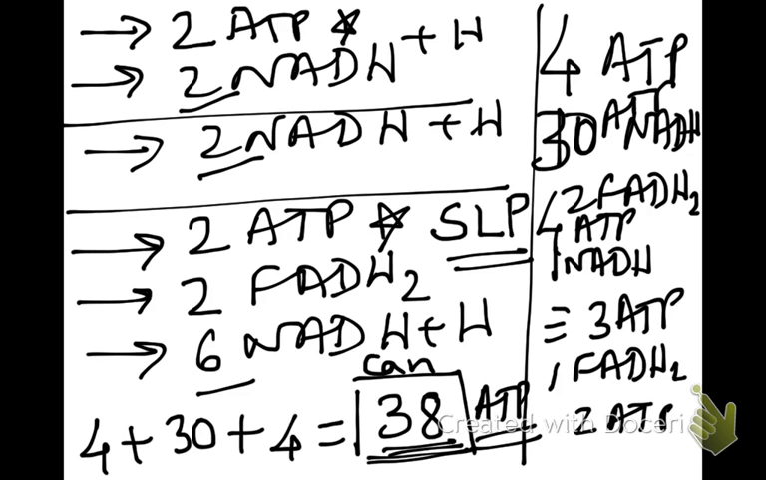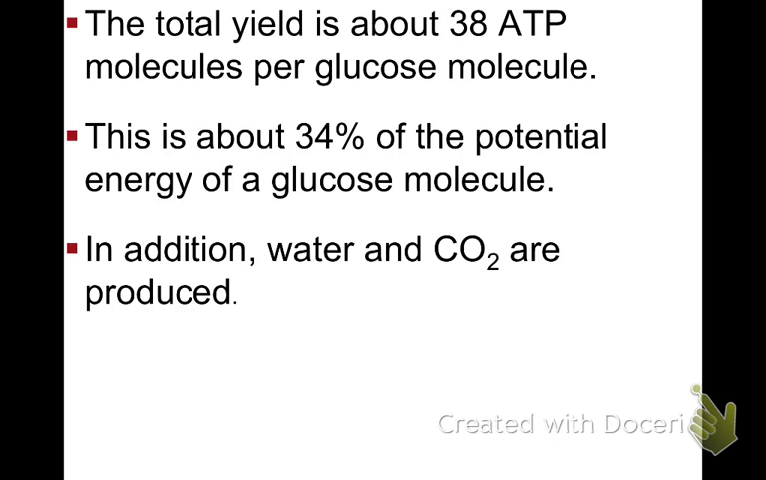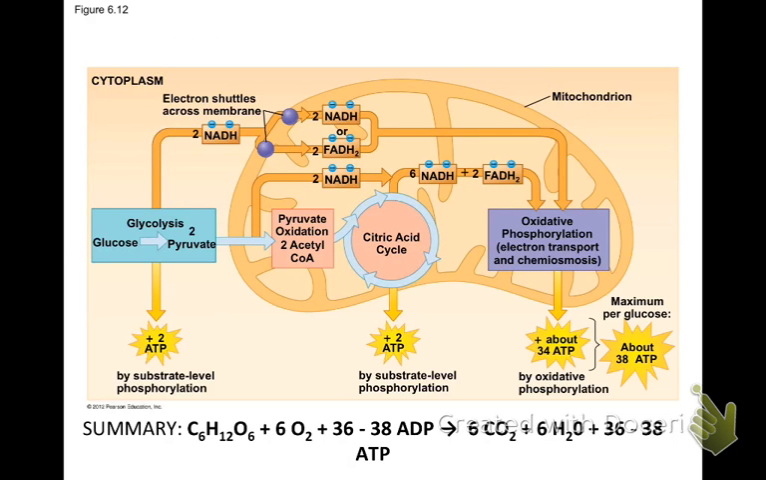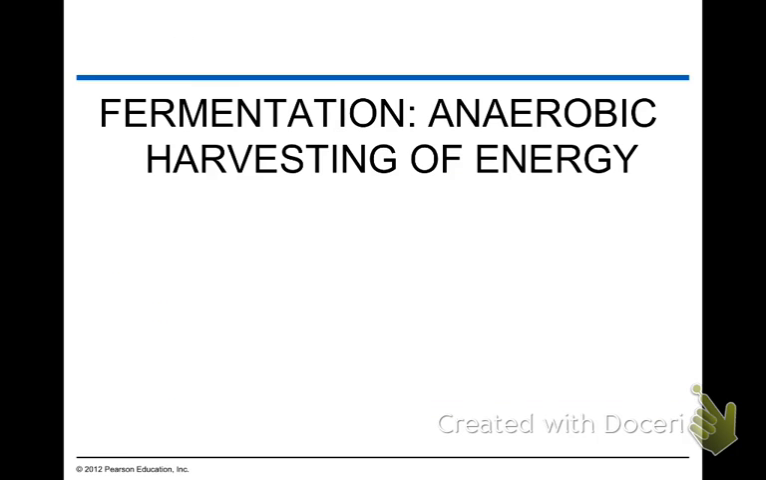And this is the best the cell can do. This is harnessing only 34% of all of the energy that is possible, but this is the best that the cell can do. Okay, now this is in a nutshell what happened. Now we move on to another part of this chapter called fermentation.